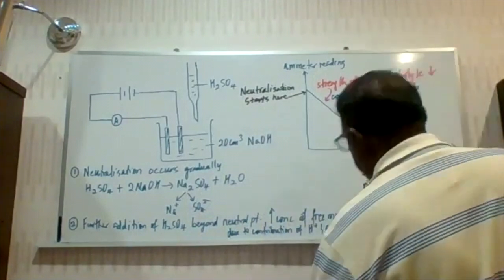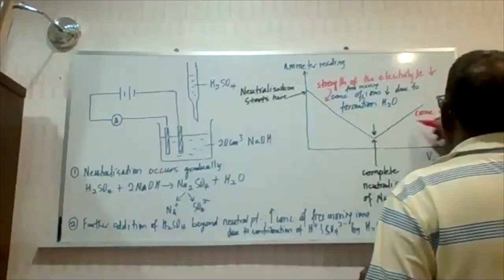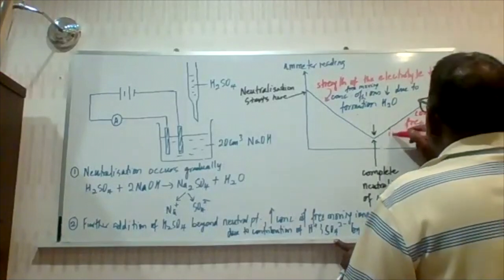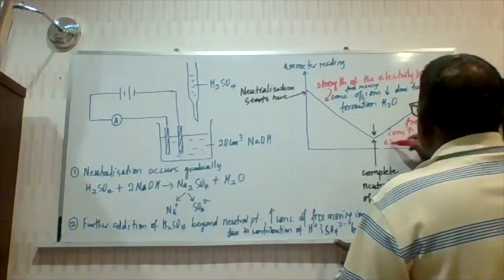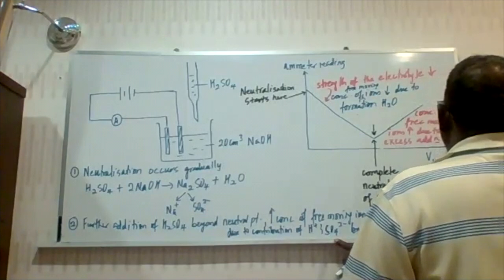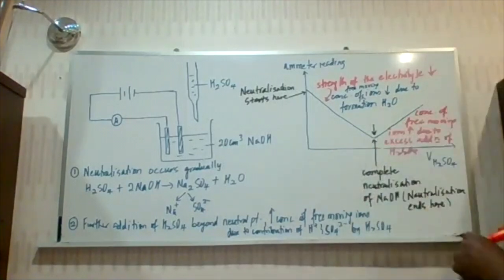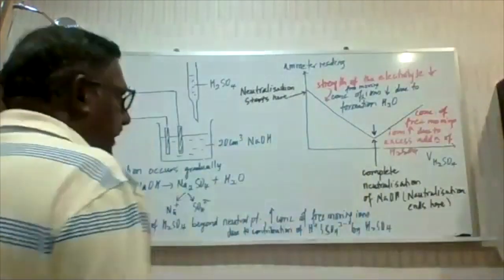So I'm going to put that. That means the concentration of free moving ions increases due to excess addition of H2SO4. Therefore, it starts to increase. That's your understanding of the diagram. This whole thing can come out in your essay, and they can ask you to explain, or a structured question can come out and they can ask you all this.